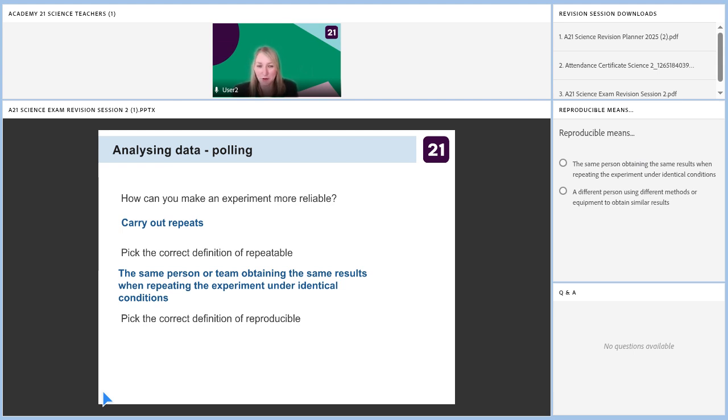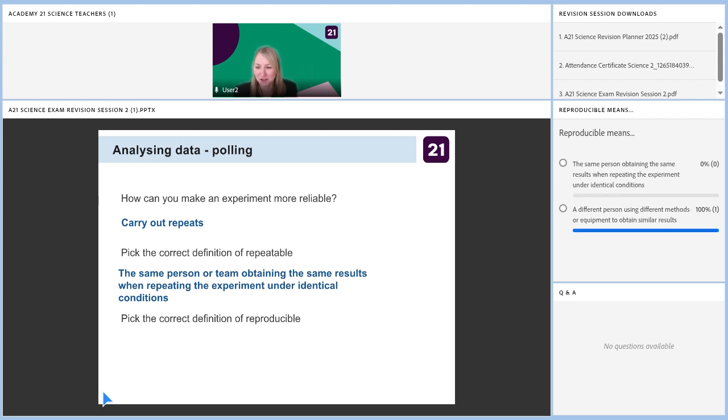Can we say what it's going to be for reproducible? And this will help you remember the difference between both of them. Absolutely. Yes, well done. We got that one. Brilliant. Okay, and again, we had 100%. Absolutely fantastic. That's the one where it can be done again a slightly different way or by different people, and it'll still be reproducible.